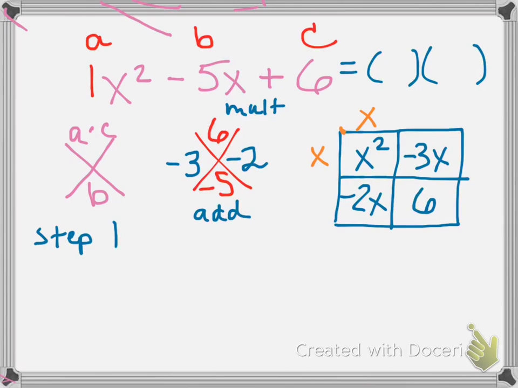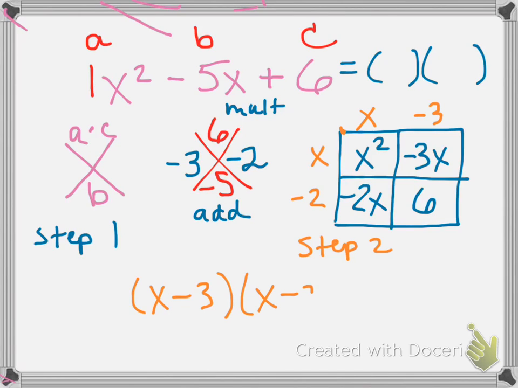And then for this one, x times what is negative 3x? Negative 3, we put that there. Down the side here, we're doing x times what is negative 2x? Negative 2. So this factors as, well, first of all, let me label that. That's step 2. So this factors, what we do is we read the dimensions of the box. And these are our two factors.